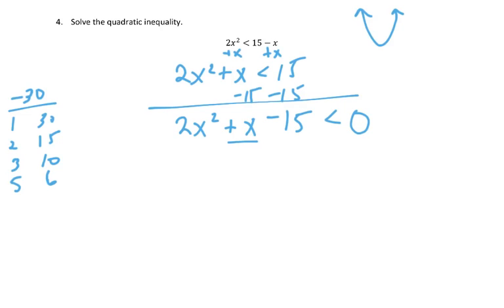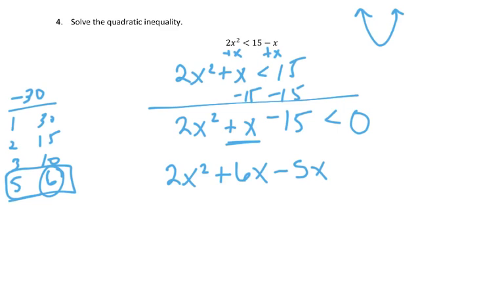So how do I get a leading coefficient of 1 with these values? Well, we would have to use 5 and 6. One would have to be positive and one would have to be negative. Since my x term has a positive 1 value, the bigger value would need to be the positive. So essentially we can separate this into 2x squared plus 6x minus 5x minus 15.